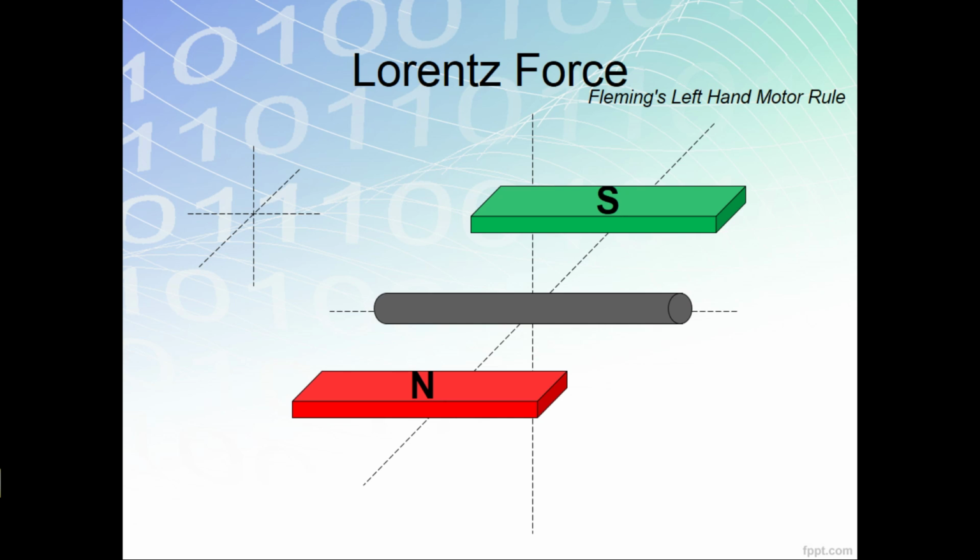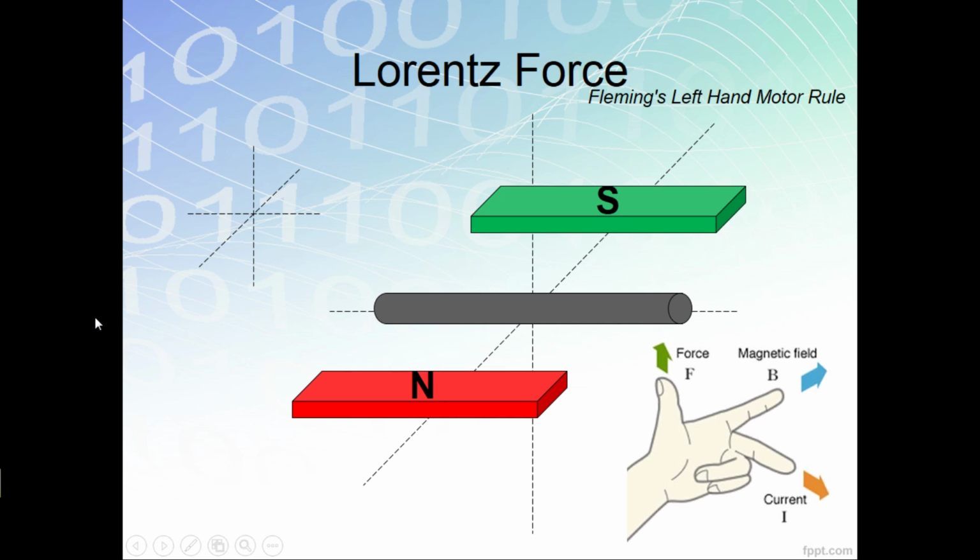So we'll start with Fleming's left-hand rule. Fleming's left-hand rule says that if you position your thumb, index, and middle finger in such a way that they are 90 degrees apart, where the middle finger points to the direction of the current and the index finger points to the direction of the magnetic field, the thumb will be pointing to the force that will be acting upon the current-carrying conductor.